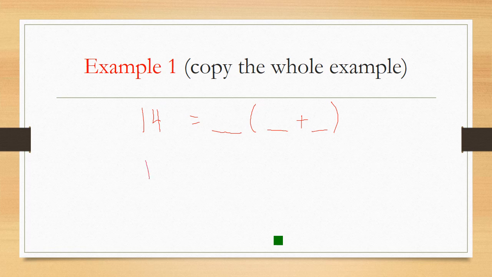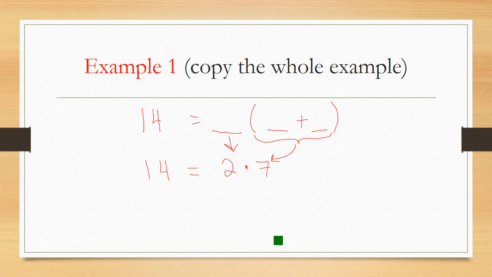So the first thing I'm going to do is I'm going to rewrite 14 with multiplication as a product. So the way I can rewrite 14 as a product is 2 times 7. So 2 times 7 is equivalent to 14. Well, now I have this part. I have the 2 times the sum of what's in that parentheses.